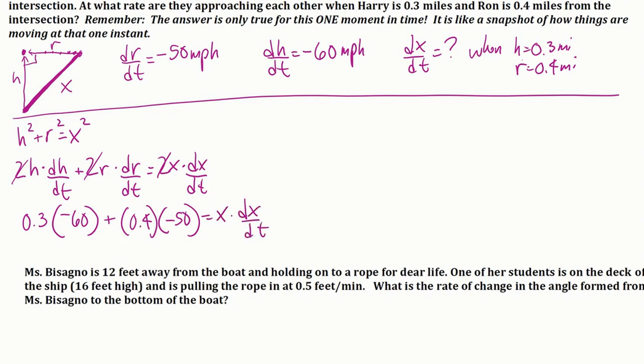Okay, so this gives me a little bit of an issue because I have 2 unknowns, right? So let's see, dX/dt is my final result. That's what I'm trying to figure out. So is there a way for me to solve for X? Well, look at your original problem. We know what H is at this moment in time. We know what R is at this moment in time. Can we figure out what X is at this moment in time? Yes, we can by using the original equation.